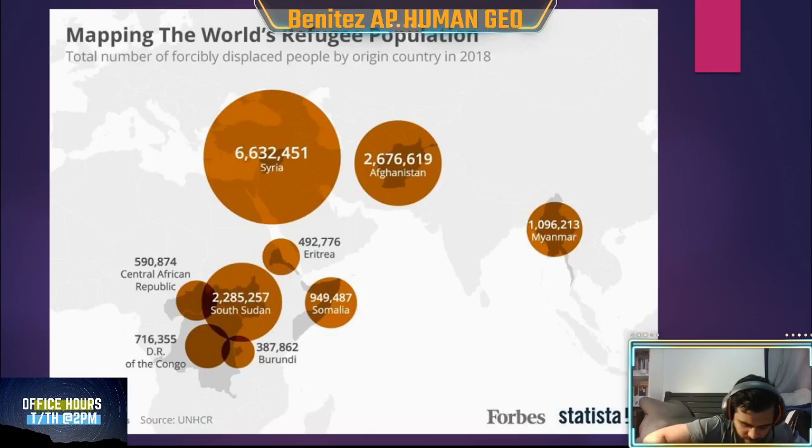Let's go talk back about refugees. These are the top countries that have the most refugees. These are the people who are trying to leave the country. We have Syria, Afghanistan, Myanmar, Somalia, and South Sudan. Those are the top five countries that have the most refugees leaving the country.